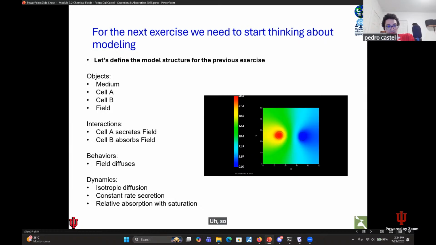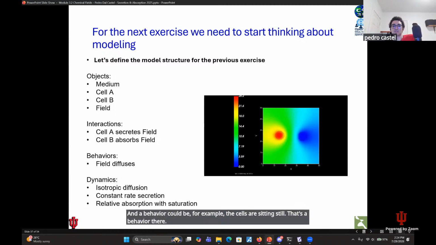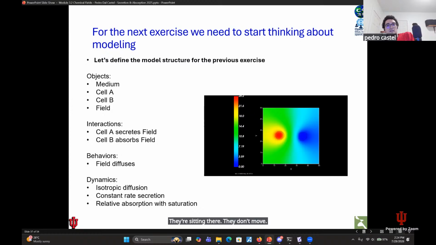So this field, this concentration field. And I have interactions. Interactions take more than one object. For example, cell A and field are interacting by having cell A secreting the field. Cell B is interacting with the field by absorbing it. And a behavior could be, for example, the cells are sitting still. That's a behavior. They're sitting there. They don't move. The field diffuses. That's a behavior of the field.